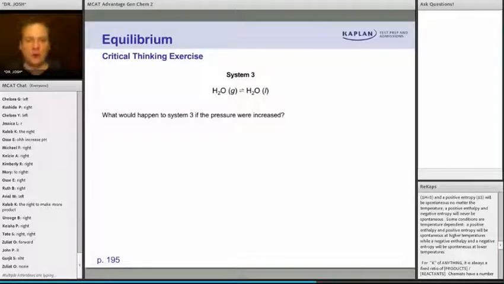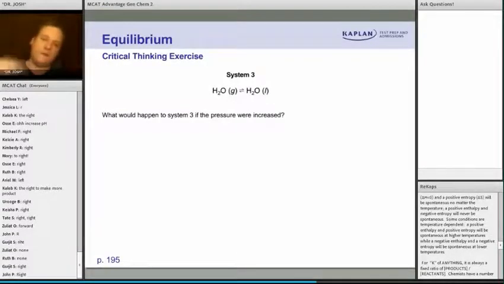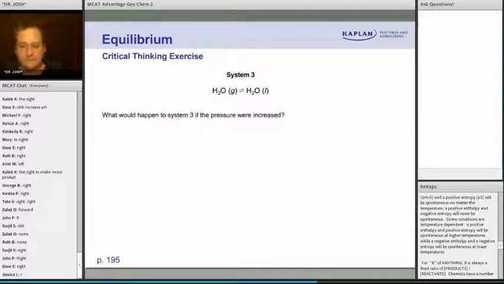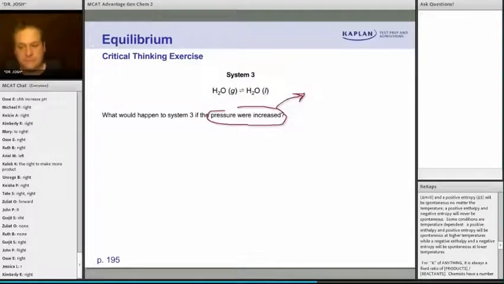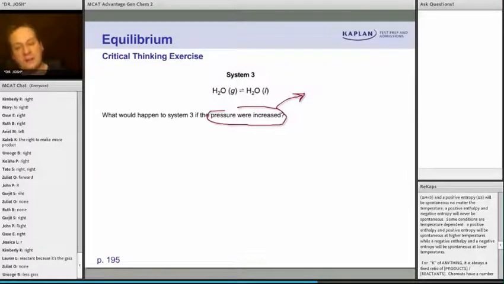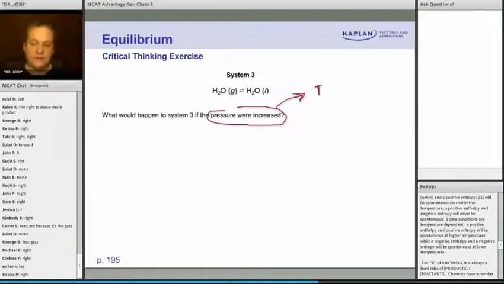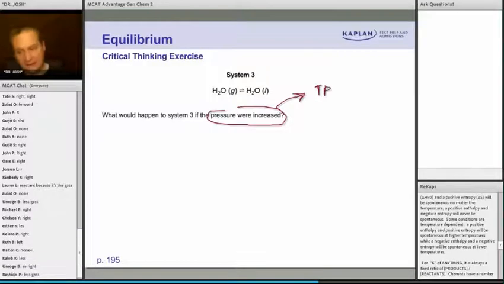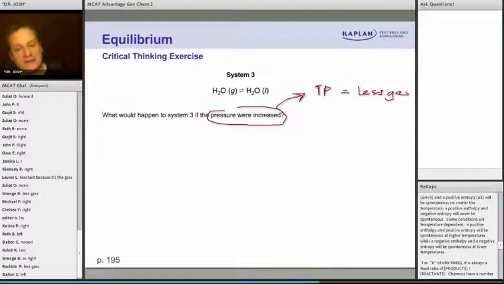One more system. What happens if you increase pressure here? Will it shift left or right? Product or reactant? Forward or reverse? You increase pressure. Now think, if we increase pressure, which way does it shift? Will it shift to the side with more gas or less gas? There it is. Increase pressure, you shift to the side with less gas.